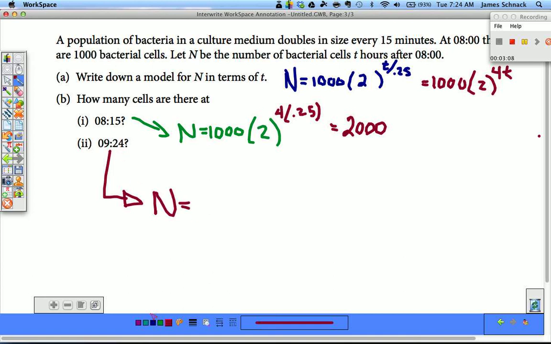For part 2, n equals 1,000 times 2 to the 4 times what? Well, 9:24. Kind of a weird time. It's an hour. It's 1 point something. 24 minutes, that's less than 30 minutes, but I need to know really exactly what that is.